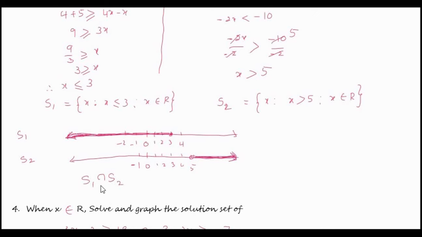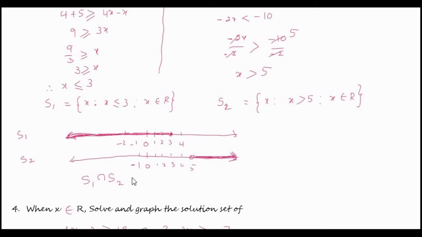That is the AND of solution 1 and solution 2. So AND means we need to take what is common between both the sets. So in these two sets, what is common? Here it says less than or equal to 3. Here it says greater than 5. So there is nothing common in between these two sets.